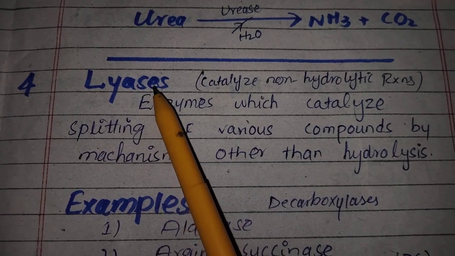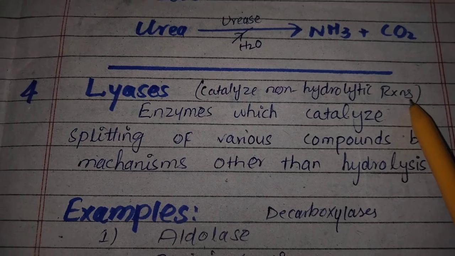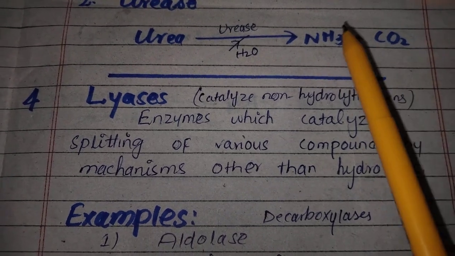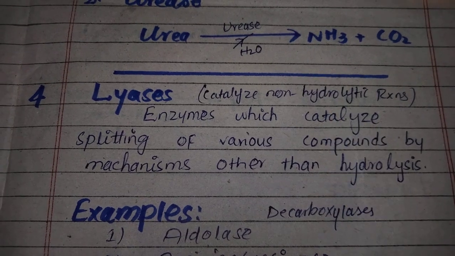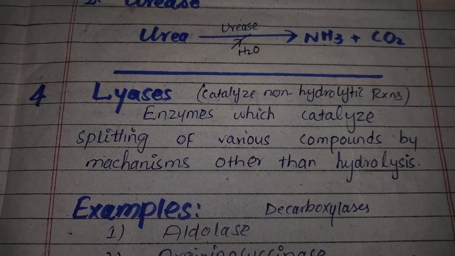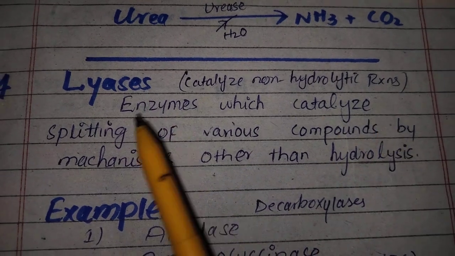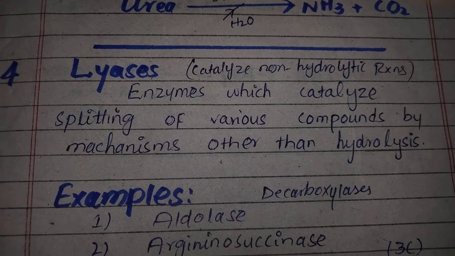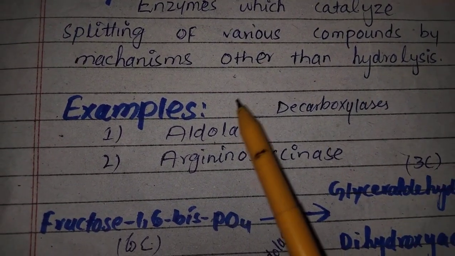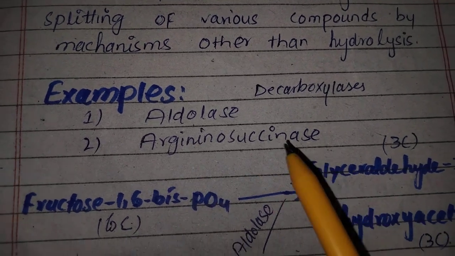Fourth class of enzymes, that is lyases. They are the enzymes that catalyze non-hydrolytic reactions. It means they are just opposite to hydrolases. In hydrolases we provide water to break the bonds. Here we break the bond but we do not provide water. So we can say lyases are enzymes which catalyze splitting of various compounds by mechanisms other than hydrolysis. Here are examples: aldolase and second one is argininosuccinase.